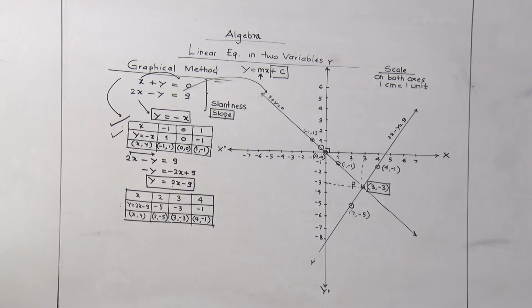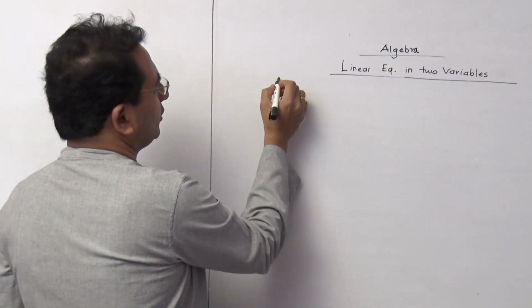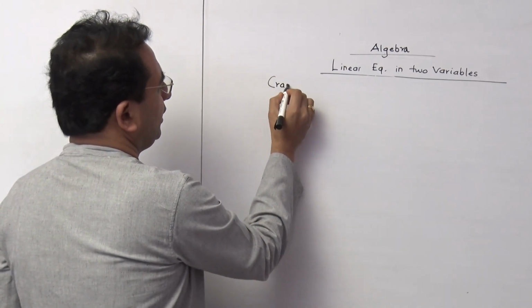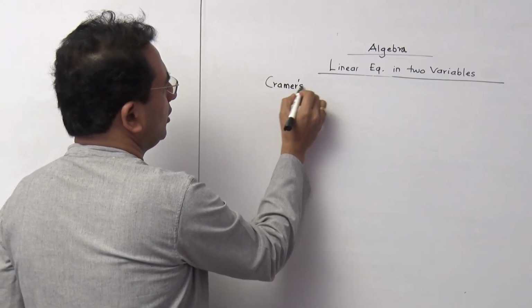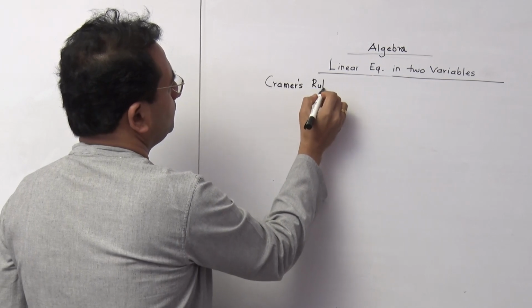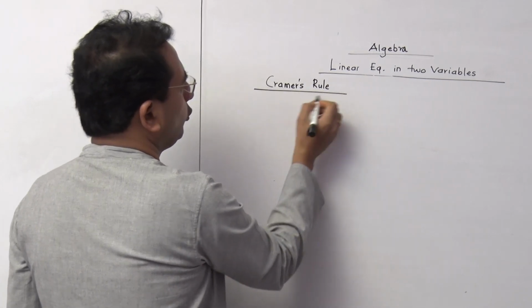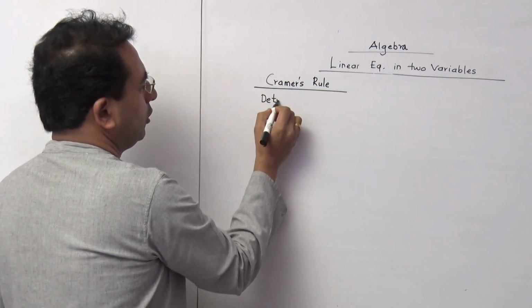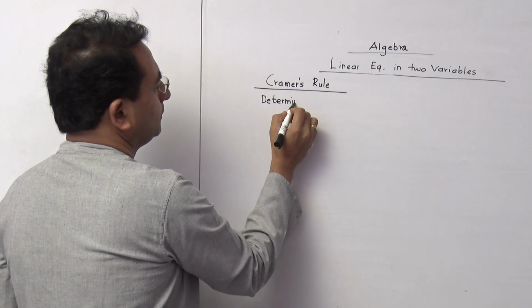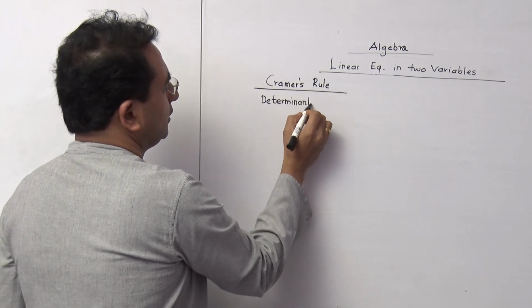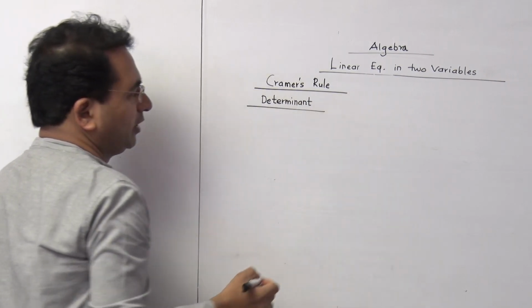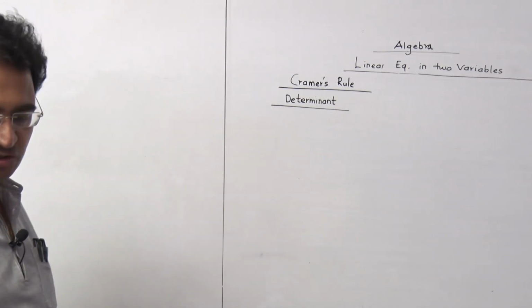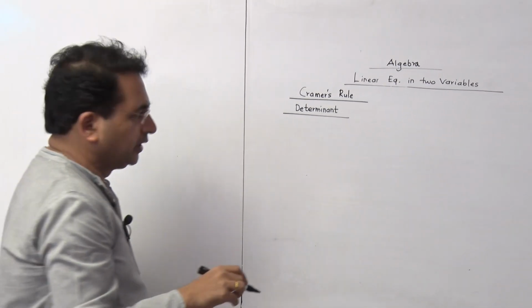Now we'll go for the last method, that is Cramer's rule. Let us go for the last method of solving equations simultaneously, that is Cramer's rule. Before going for Cramer's rule, let us have a discussion on determinants. A determinant is nothing but an arrangement of elements in two vertical lines.